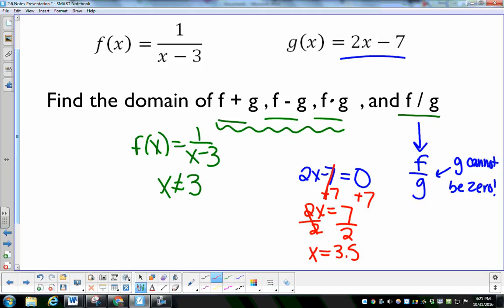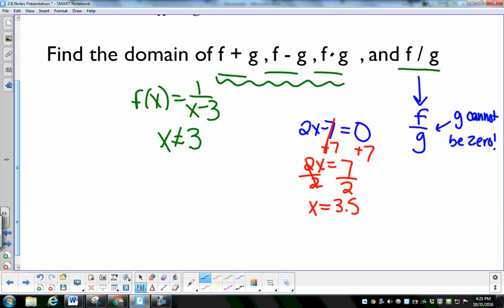And we don't want that to happen because we're saying that we might be dividing f divided by g for this domain. And if we're dividing by g, we don't want g to be 0, because then we'd be dividing by 0. So when we write the domain of this one, there's just one more little restriction here.